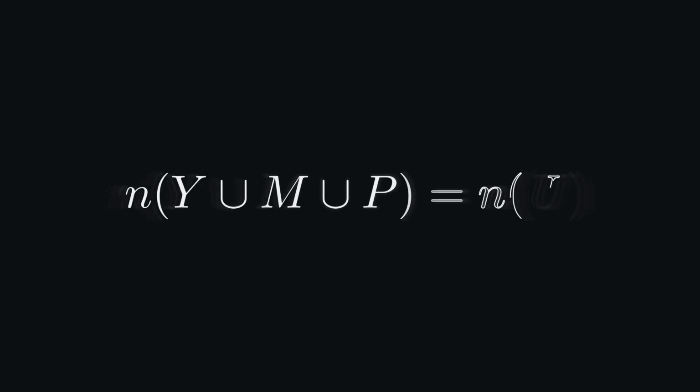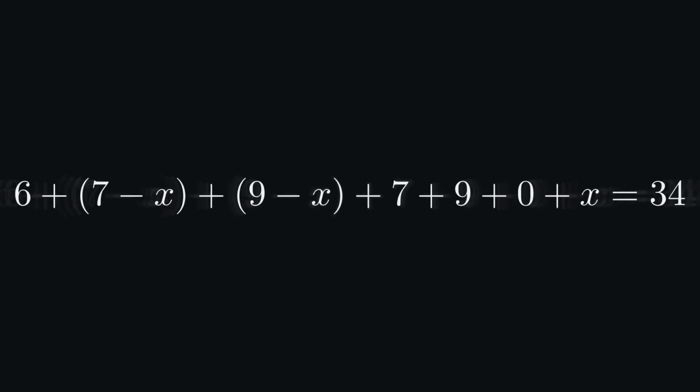Let's form the total equation based on our findings. The total number of women selling items can be represented as n of Y union M union P equals n of U. This leads us to the equation 6 plus the other regions equals 34.